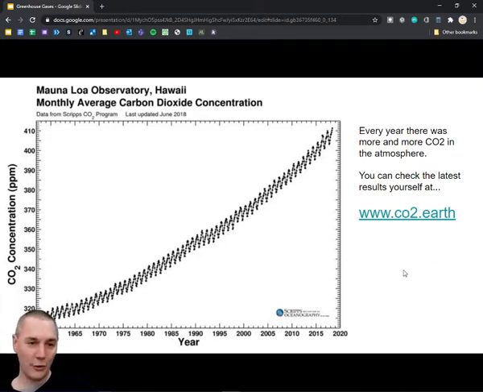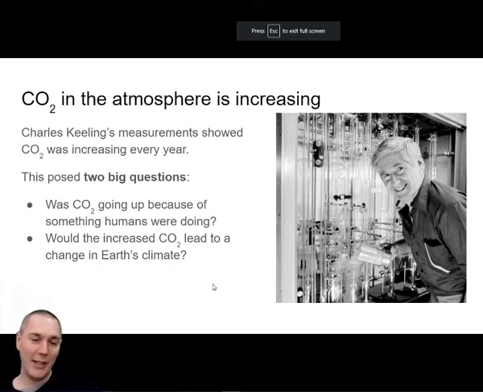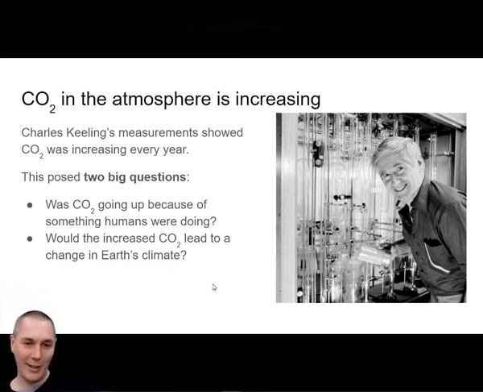So thanks to Charles Keeling, we know that carbon dioxide is increasing. Basically, when he noticed this pattern going on in the 1960s, he came up with two big questions. Okay, so carbon dioxide is going up. Is that because of something that us humans are doing? Are we making the carbon dioxide levels change in the entire planet? Think about how big planet Earth is and how much air is around planet Earth. Is it something that humans are doing that is making this level of carbon dioxide gas go up?